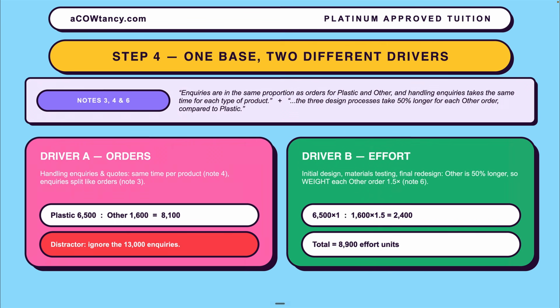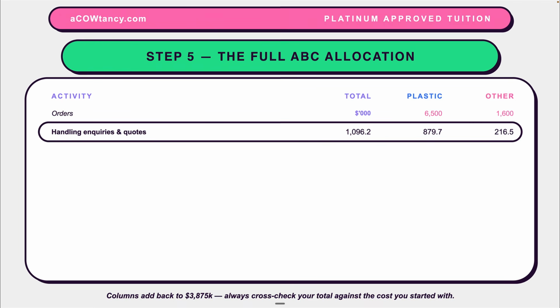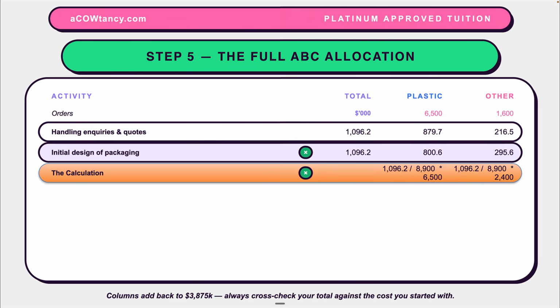But remember, for the other next three, we're not doing 6,500 and 1,600. We're doing 6,500 and 2,400 because we're giving it the extra 50%. So 8,900. So we know the first one is based on 6,500 and 1,600. But the next three isn't based on 6,500 and 1,600. It's based on 6,500 plus 2,400, being 1,600 times 1.5. So divided by 8,900, because that's the two added together, give plastic 6,500 of that and give other 2,400 of that, the 1,600 times 1.5.